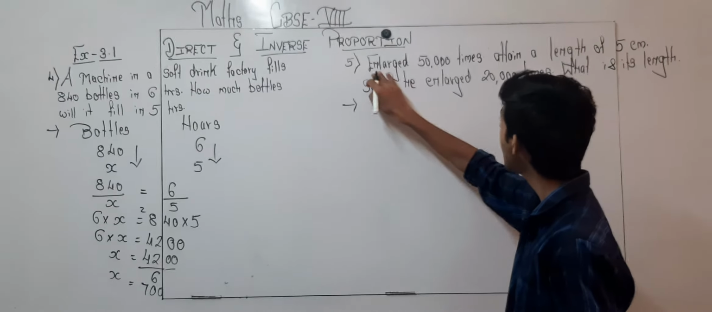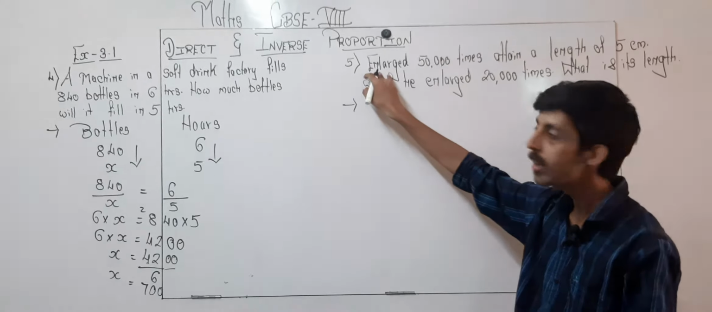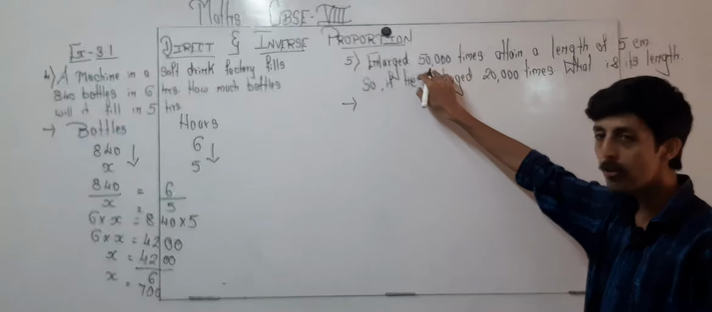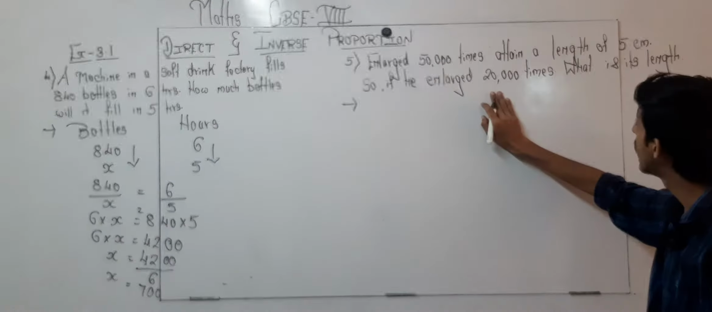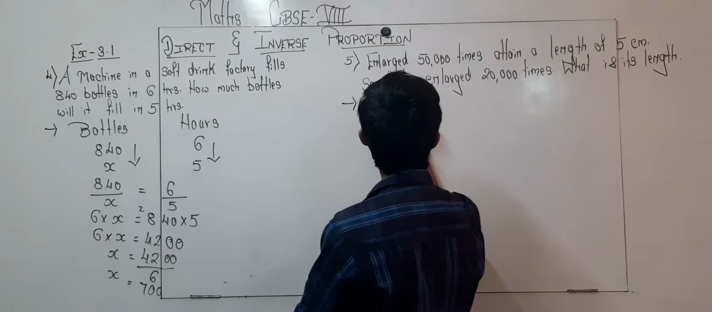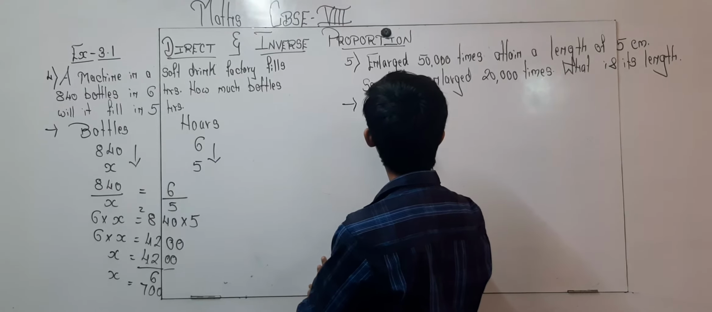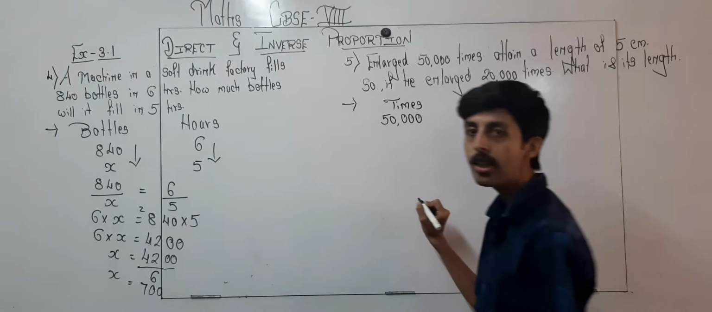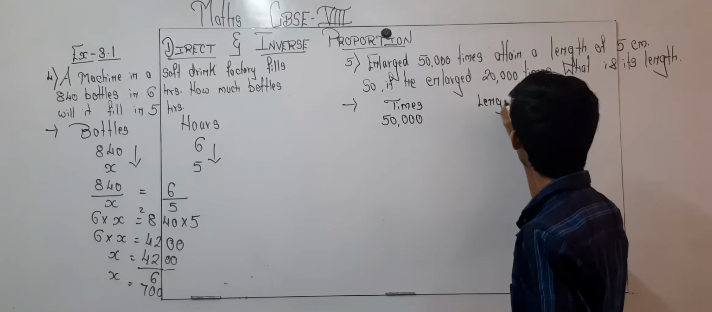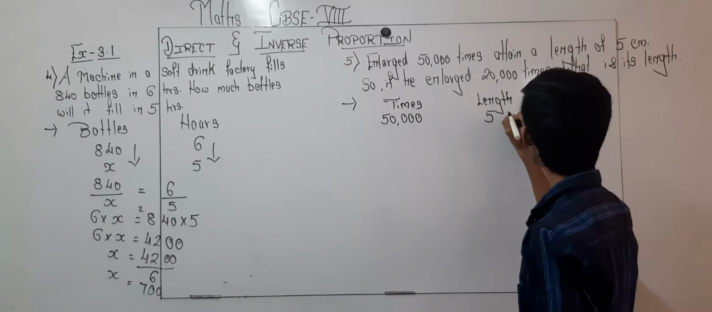Over here a bacteria is being enlarged. If it is enlarged 50,000 times, the length is 5 centimeter, and if it is enlarged 20,000 times, how much length will it require? So again the same concept. How many times? 50,000 times. And what is the length over here? Length is 5 centimeter.